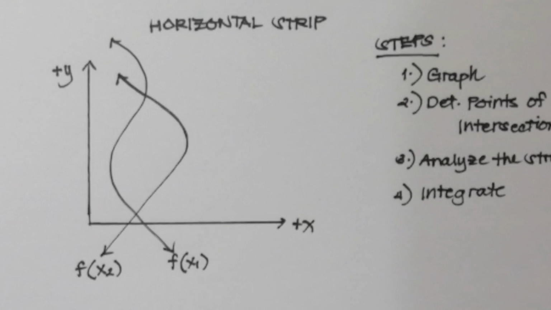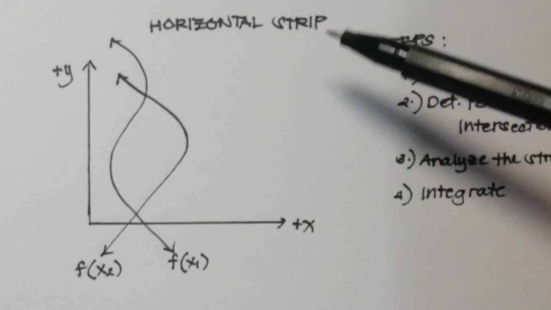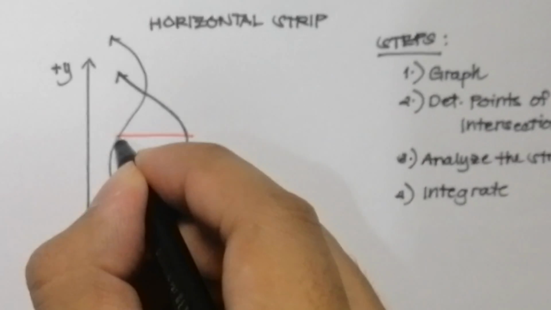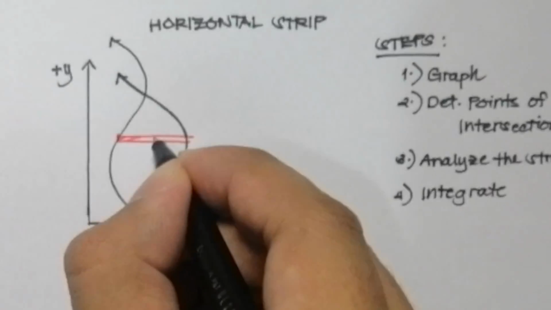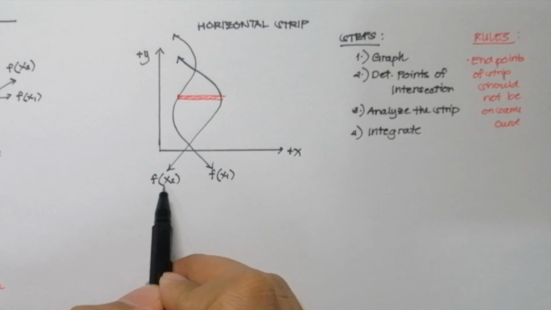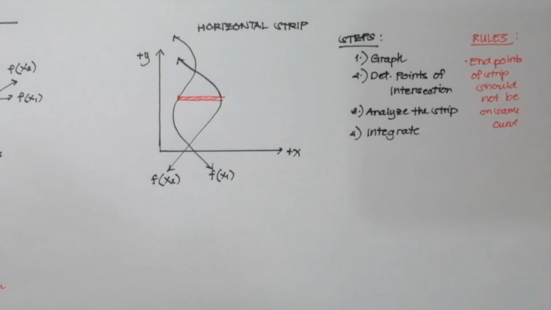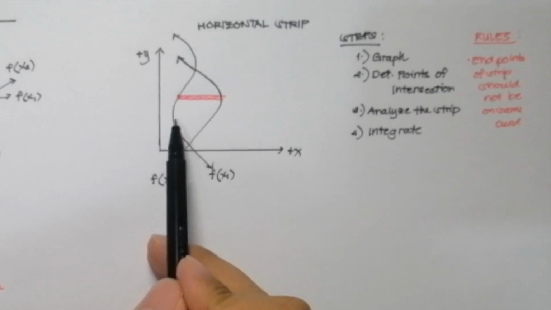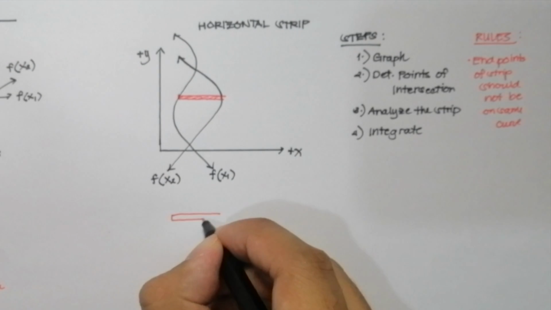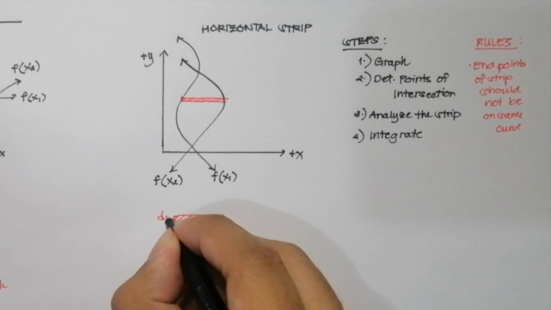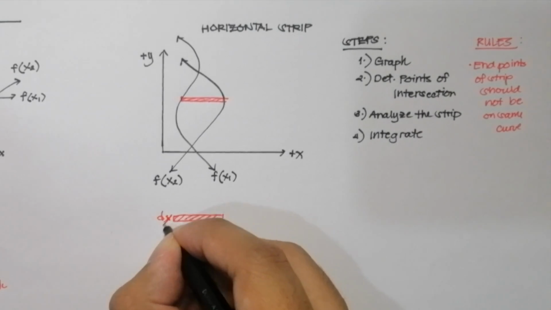In using horizontal strip, we can simply follow the principle in using vertical strip. So in this case, I will draw the horizontal strip in this curve. We have two different curves, and our rule is followed that the endpoints of the strip should not be on the same curve. So since we are dealing with the horizontal strip, we will let our strip run along the positive y-axis. So we should isolate our strip and let us name its dimensions. So this will be dy.